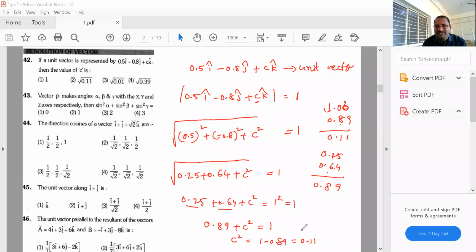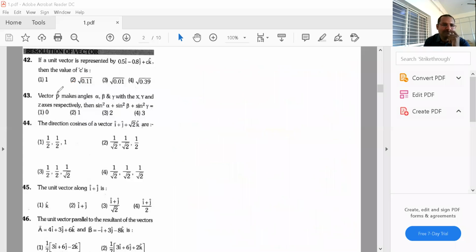Then we want c only. So c can be written as under root of 0.11. Clear? This is all they are asking. What is c? The value of c is root of 0.11. Yes, this is the answer. Clear? Very simple mathematics. If you are a genius in mathematics, it is a very easy question. Okay, next, question number 43.